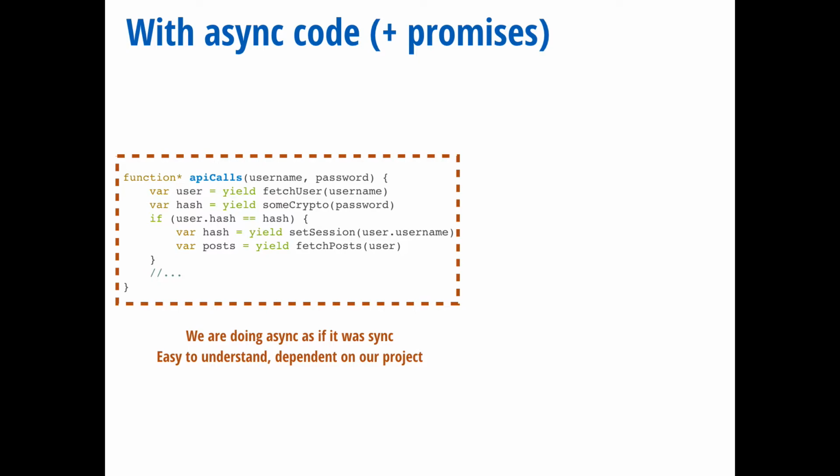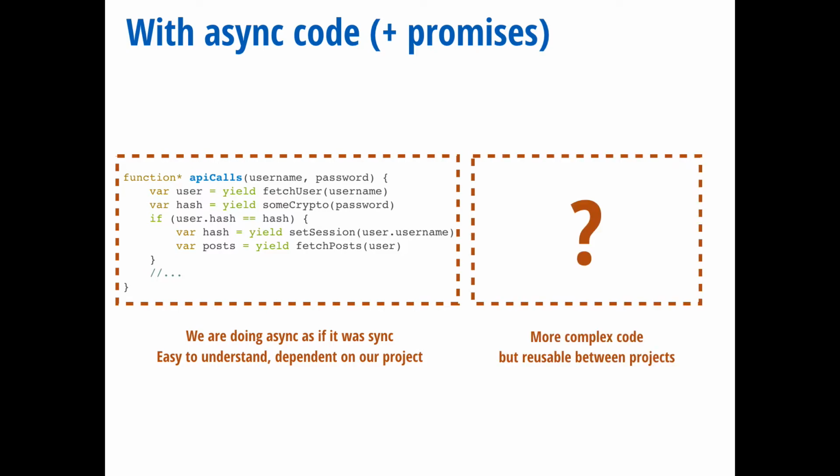And then we need a runner, right? The runner in this case will be more complex. The nice thing is that we can do it in a loop and we can reuse it between projects. So in fact, we don't really need to write this runner if we don't want to, because we can use some libraries that are there for us. If we are using this kind of library, we can just focus on writing our code here as if it was sync, knowing what is going on, but it's easier to read than callbacks and so on.